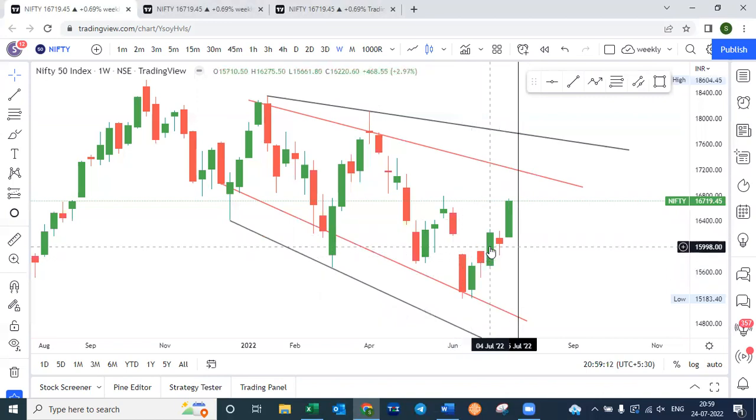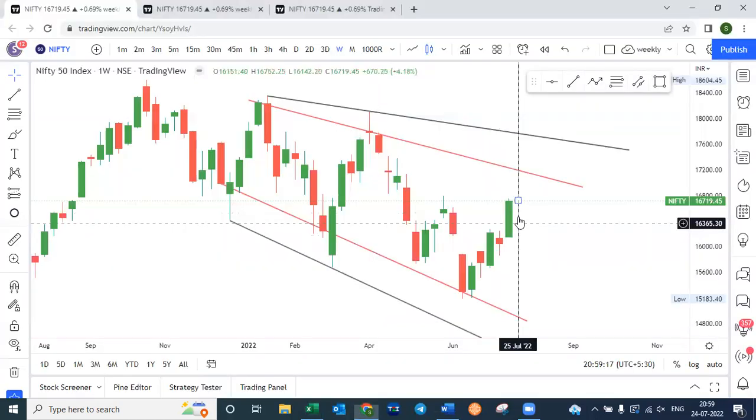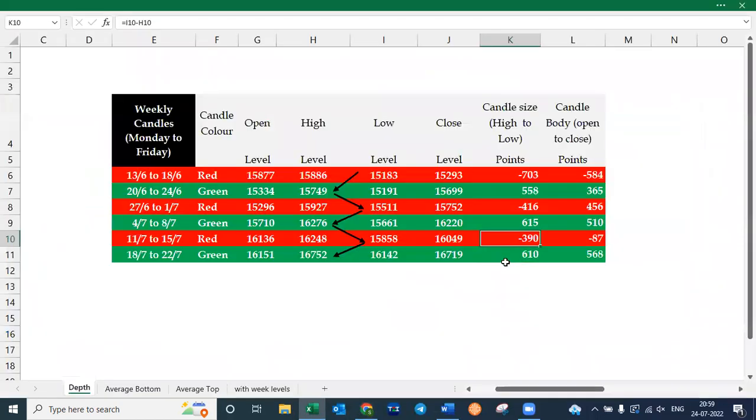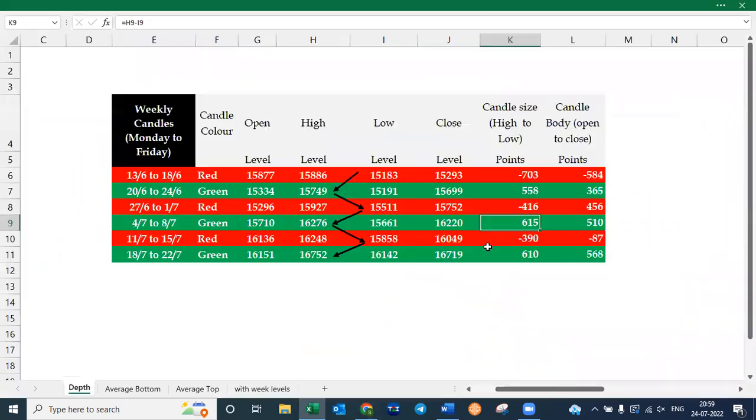Now this was a candle which had a high-low range of 615. Then it took a pause, 390. This was 390. And then this candle again was 610. So what you see here is that there was exact similarity between this candle and this candle. This candle was exactly the same size as the previous green candle.